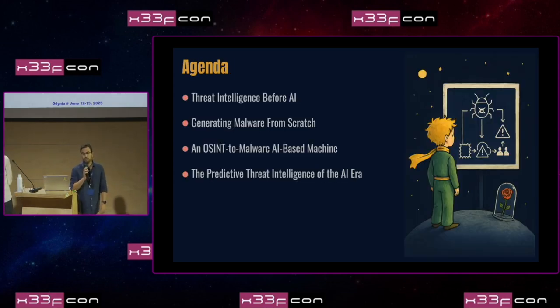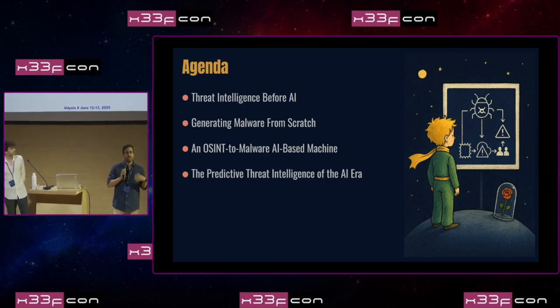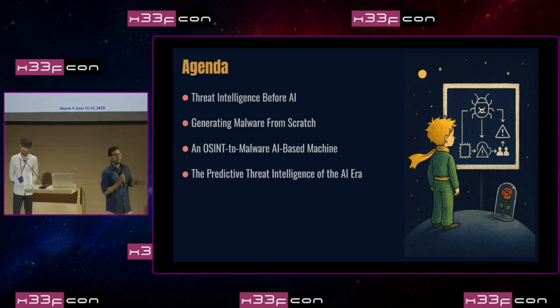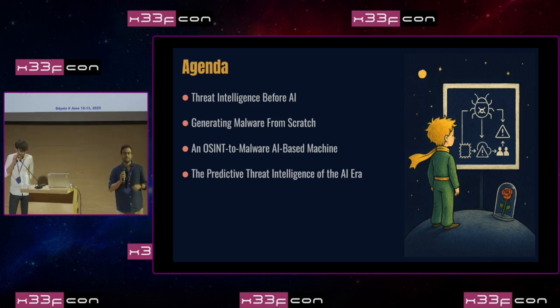Yeah, so this is the agenda for today. First, we're going to take a look at the threat intelligence before AI. And then we're going to talk about the research, how we generated the malware samples from scratch. Then we're going to talk about the OSINT machine, which is a tool that turns threat reports into new malware samples. And then we're going to share some insights from our research.